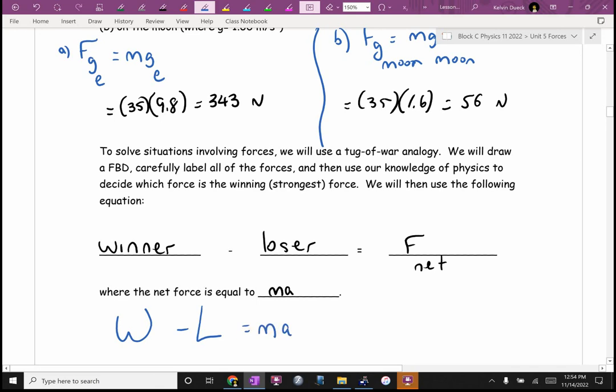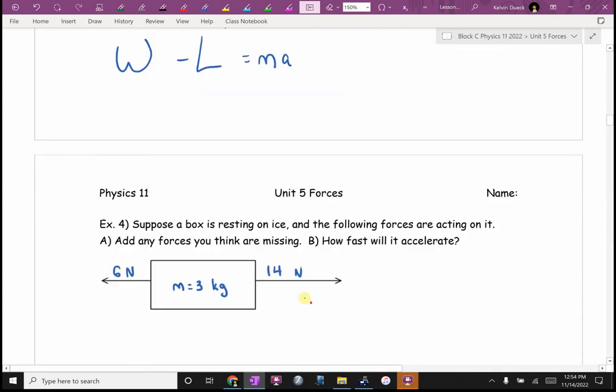And if you take physics 12 with me, you won't find anything beyond that. We'll be just getting more and more complicated situations with more forces, more winners, more losers. But they're either going to be in the winning direction, we'll make them positive. If they're in the losing direction, we'll put a minus sign in front of them, make them negative, and that's going to equal MA. Let me show you an example.